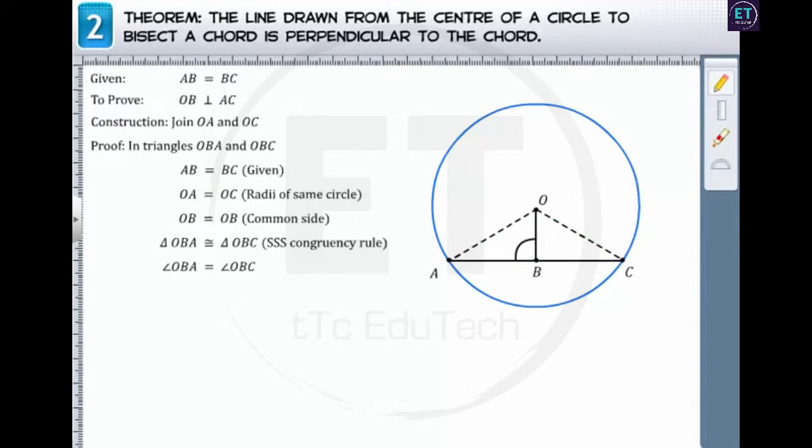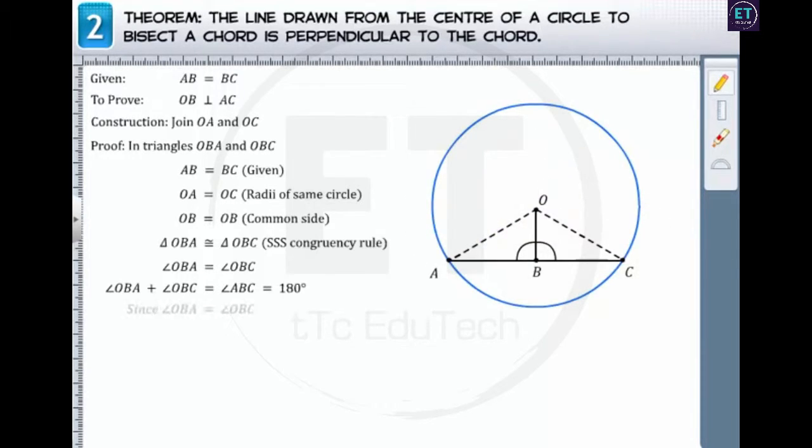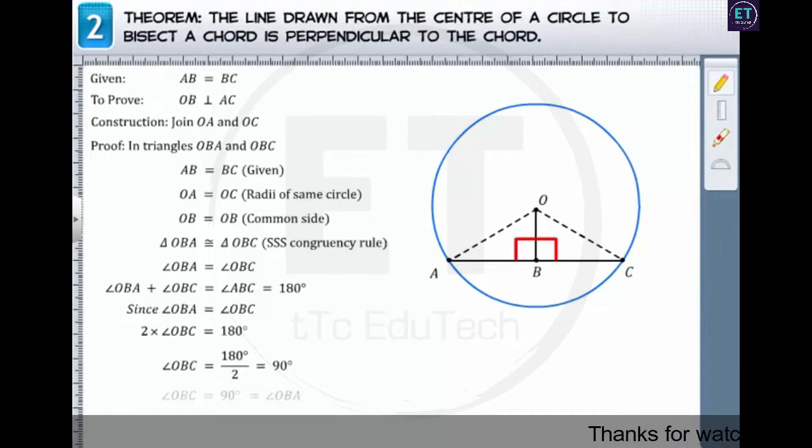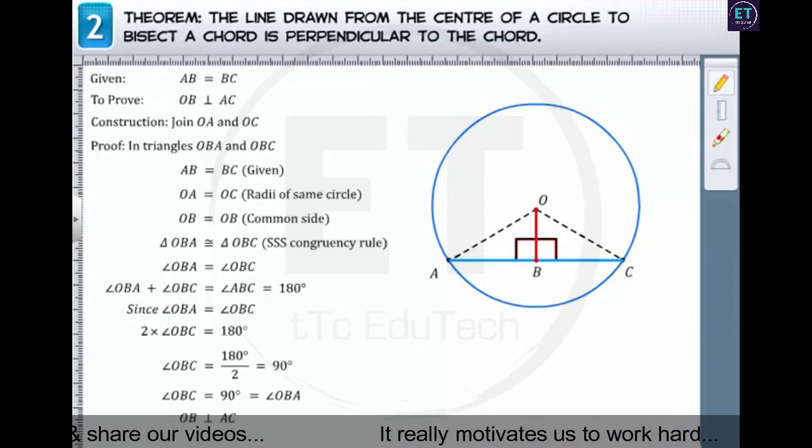This also means that angle OBA equals angle OBC, since congruent triangles have their corresponding angles equal. Angle OBA and angle OBC are equal and together equal to the straight angle ABC, which equals 180 degrees. This means that angle OBA and angle OBC are both right angles. This also means that OB is perpendicular to AC. So the theorem is proved.